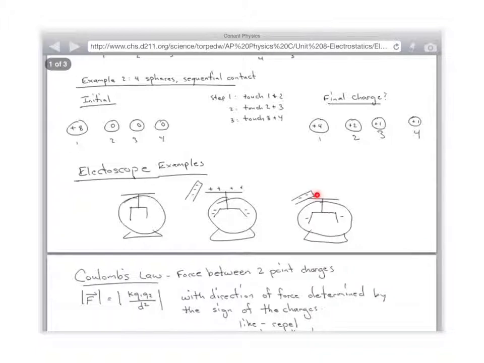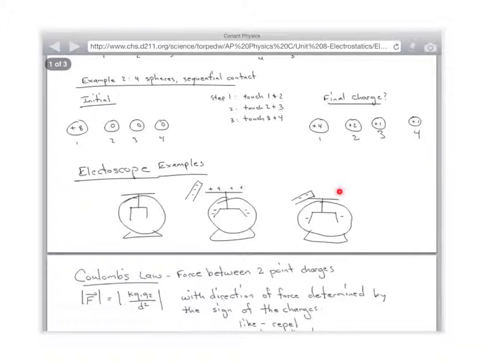Well, now you've actually put some negative charges, so you've neutralized the top part, and they're still pushed apart, right? Okay, so that's about all you really need to know about an electroscope. It's just a way to measure charge.